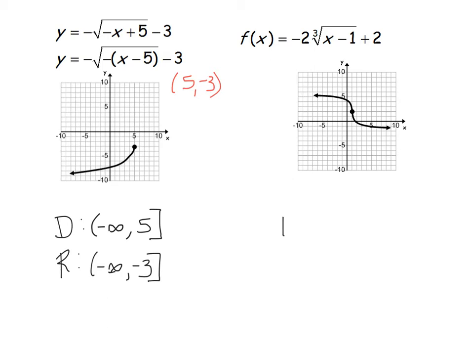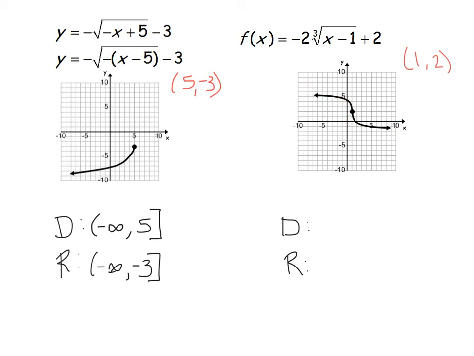Now let's try this one over here. Now this time we have a cube root function. See the cube root right here. Because the sign at the front is negative and the sign by the x is positive, they have different signs, so it's decreasing. So it's higher here and lower here. And then we know that our inflection point is at 1, 2. So that inflection point is at 1, 2 right here, and it's decreasing.